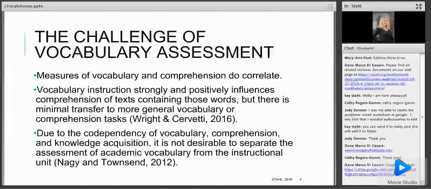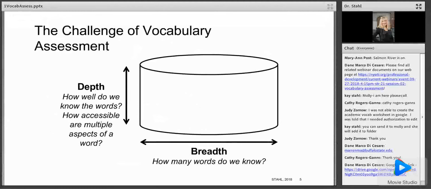We don't want to just take a vocabulary program and have a book where every week kids are learning 10 new words. That is not the best use of our time. Our better use of time is teaching and assessing the vocabulary as part of a disciplinary unit.